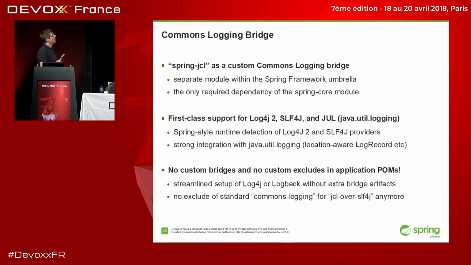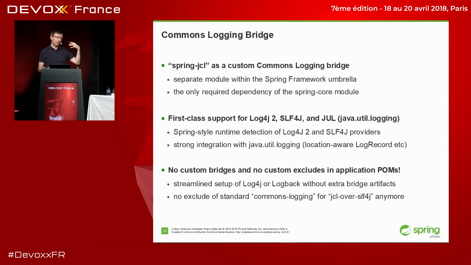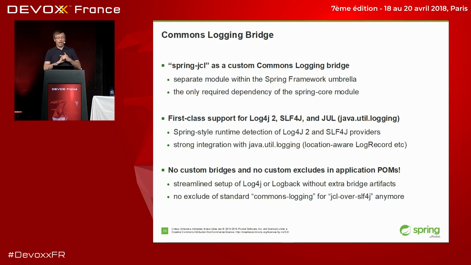Last but not least, we have a new logging arrangement. If you've ever found yourself excluding some logging API, like the standard Commons Logging API, and including the SLF4J over JCL bridge, don't worry no more. In Spring Framework 5, it's all streamlined. There's a custom logging bridge with direct support for both SLF4J and in particular for Log4j 2. No manual excludes, no manual includes, no bridges. Just dump SLF4J or Log4j onto the classpath, and logging is finally going to work out of the box as expected without any custom setup in your POMs.